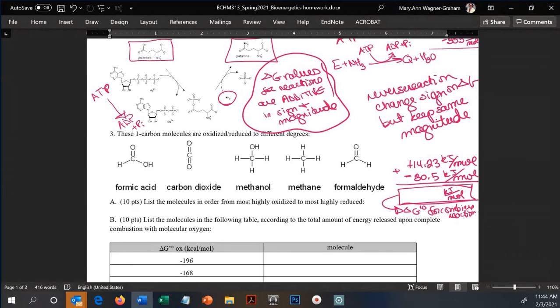All right, let's deal with this idea of a series of 1-carbon molecules in different states of reduction or different states of oxidation, depending on your viewpoint. Let's start with methane, which I'll tell you right now is the most highly reduced. And of course, we're pushing over towards carbon dioxide, which is the most highly oxidized.